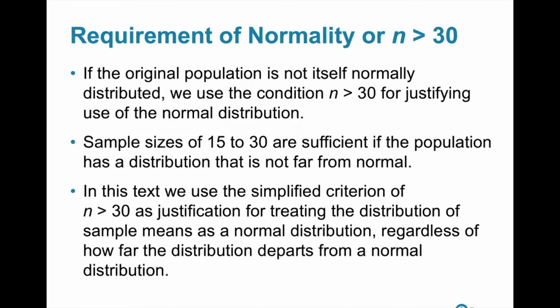So the requirement of normality, or that n is greater than 30. If the original population is not normally distributed, then the sample size has to be bigger than 30 in order to use this process. Sample sizes of 15 to 30 are sufficient if the population has a distribution that is not far from normal. We skipped a section, I believe it was in chapter 6, on assessing normality. So we will concentrate on problems where either the original population is normally distributed or the samples are larger than 30.